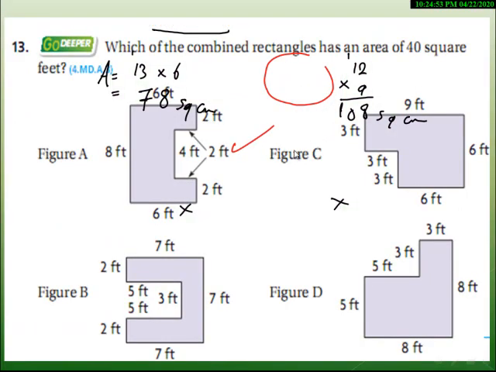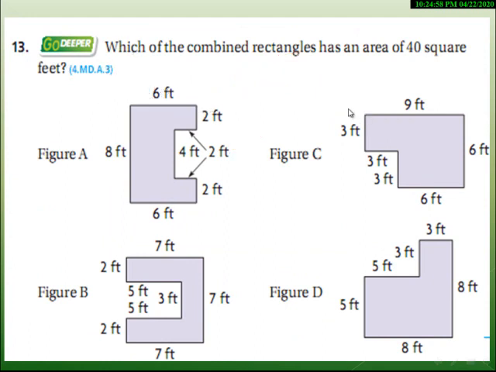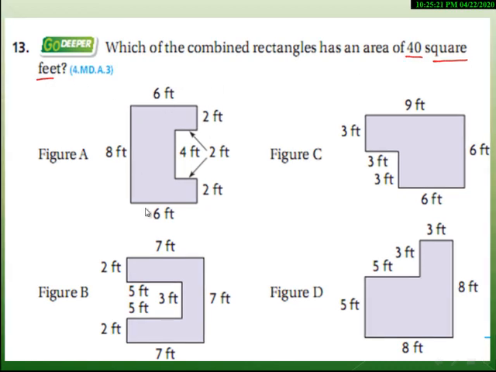Super. Here we go. Question 13. Go deeper. And this is the last question with us today, guys. Which of the combined rectangles has an area of 40 square feet? You should find the area for each. Then when you find 40 square feet, you should choose its figure.